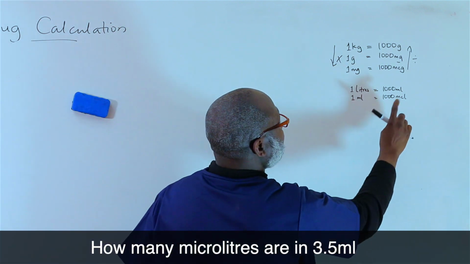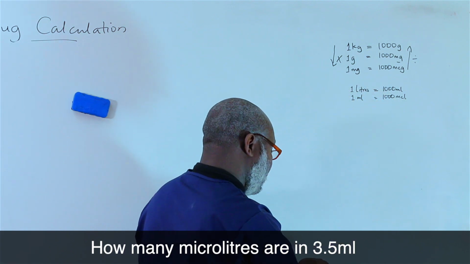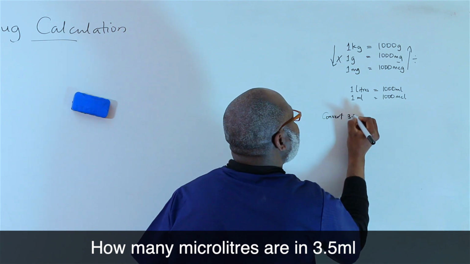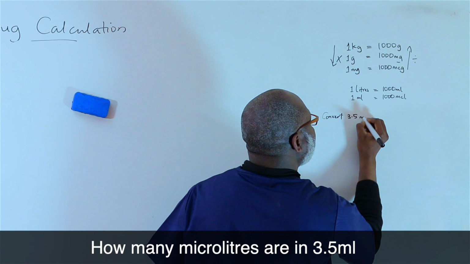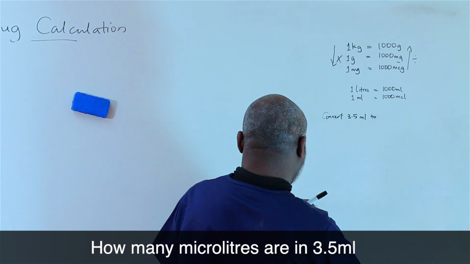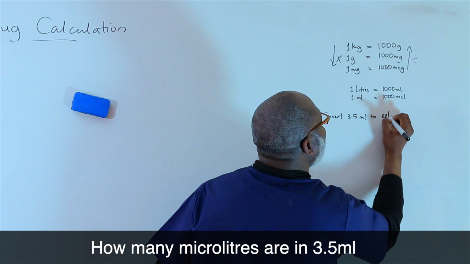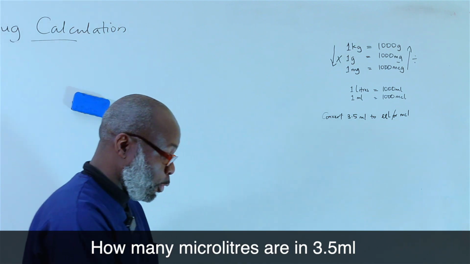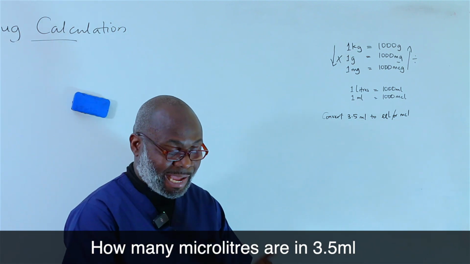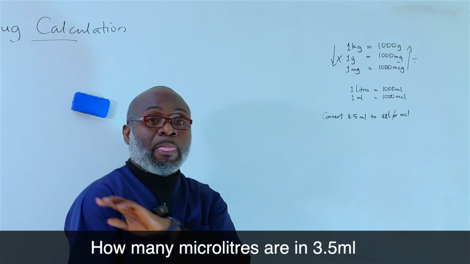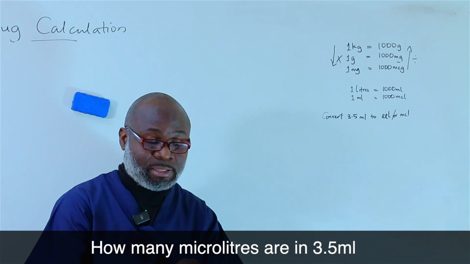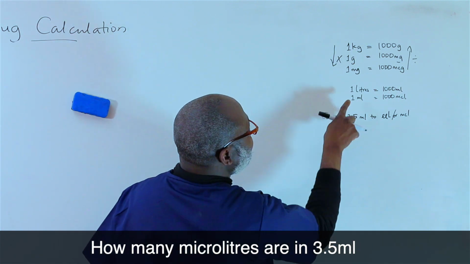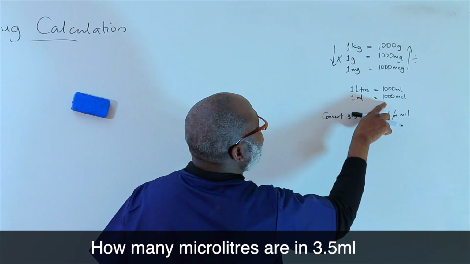To convert 3.5 milliliters to microliters, that is like microliter or MCL. So the question is, how many microliters are in 3.5 milliliters? What they want you to do is convert 3.5 milliliters to microliters.